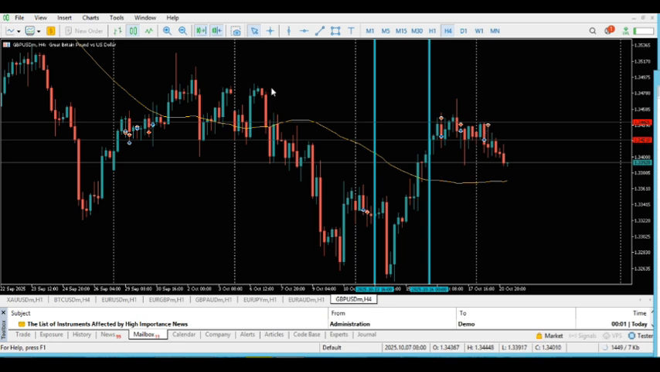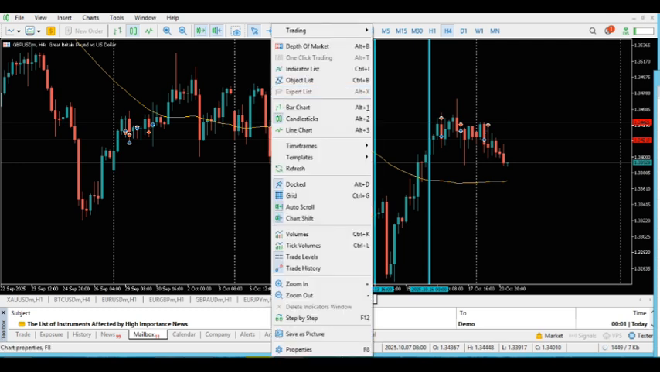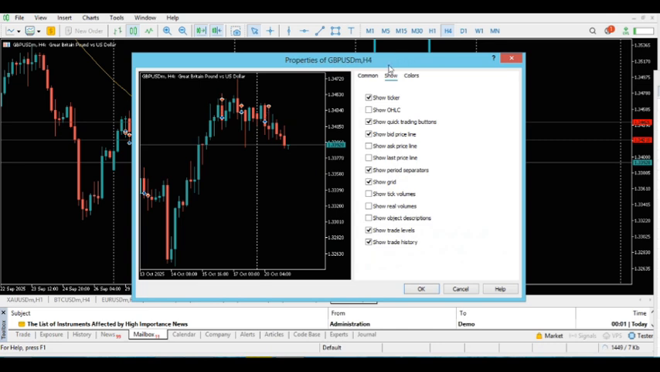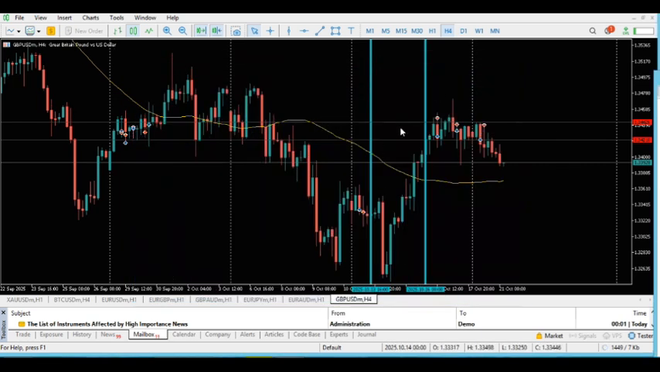So to enable period separators on your charts, you want to right click on your mouse, then go to properties, then under show, you tick show period separators, then click OK. Then this is how your chart will look.